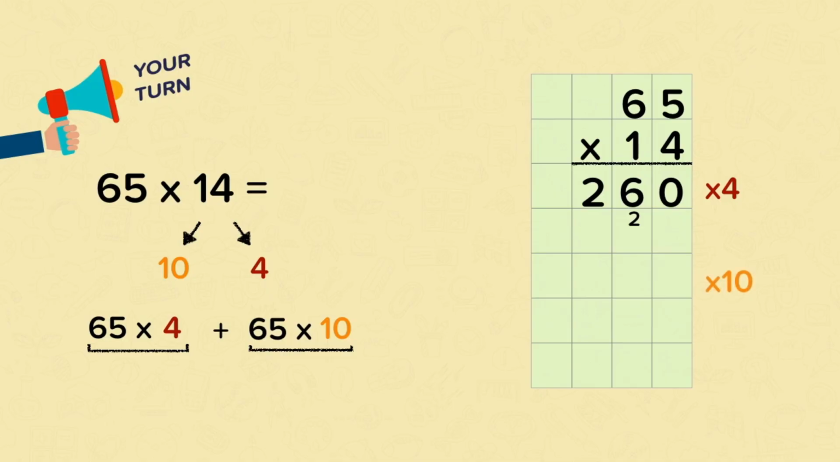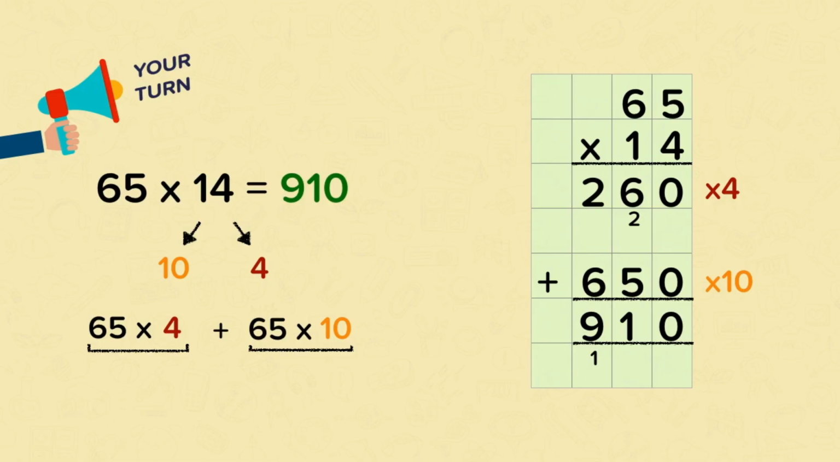Next, you needed to work out 65 times 10. The answer is 650. Finally, you needed to add these two numbers together. Starting with the ones, 0 plus 0 equals 0. For the tens, 6 add 5 equals 11. Exchange the 1 from 11 to the hundreds. For the hundreds, 2 add 6 add 1 equals 9. So well done if you worked out that 65 times 14 is 910.